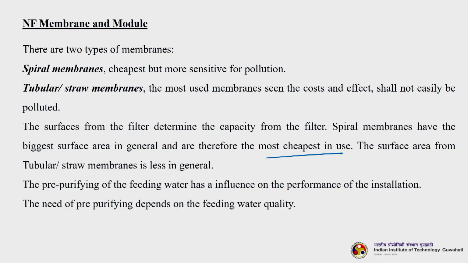The surface area of the filter determines the capacity of the filter. Spiral membranes have the biggest surface area in general and are therefore the cheapest in use. The surface area of tubular and straw membranes is usually less. The pre-purifying of the feed water has an influence on the performance of the installation. The need for pre-purifying depends on the feed water quality.